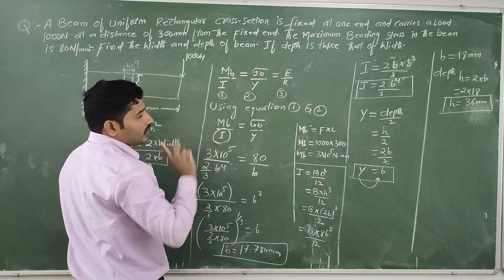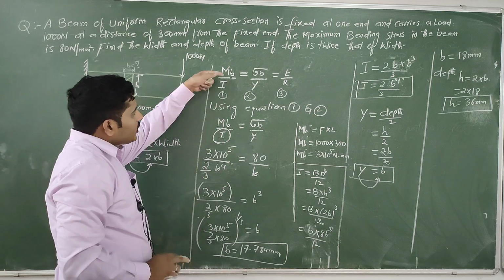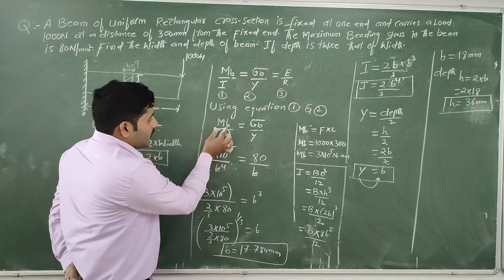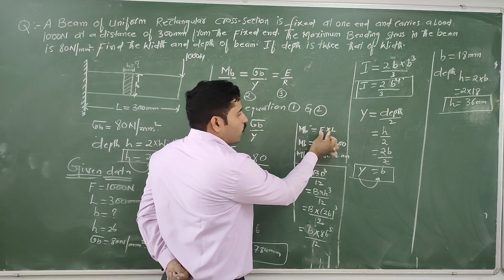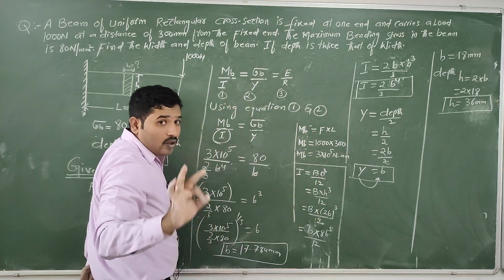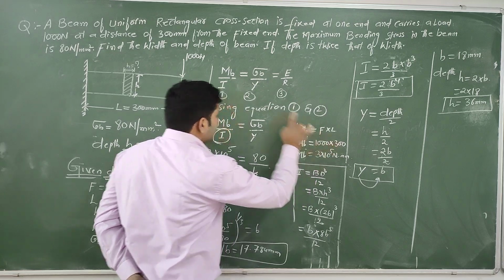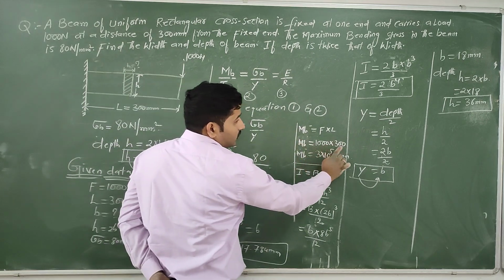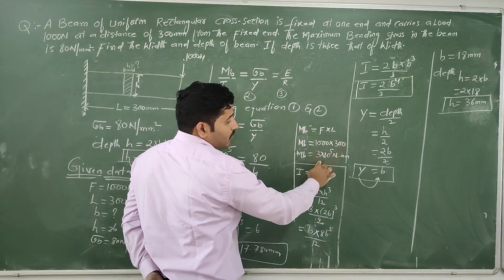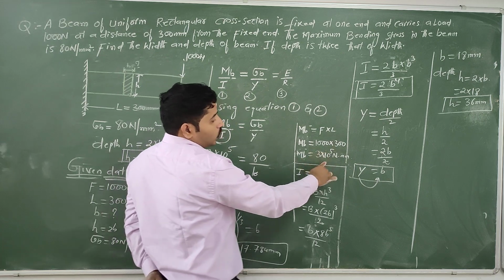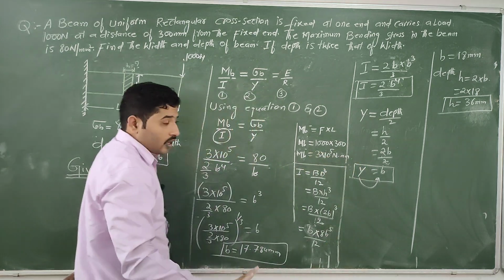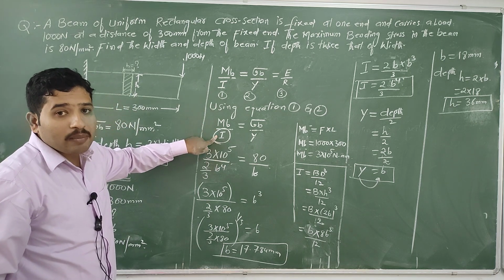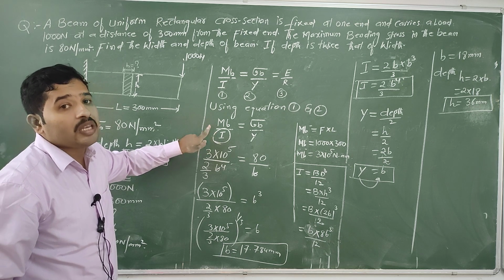So we have to equate the equation 1 and 2: Mb by I equal to sigma b by y. The bending moment formula is force into length. Force is acting at the free end, 1000 Newton, and the length is 300 mm. If you multiply these terms, you will get the value 3 into 10 power 5 Newton mm. Mb is completed.